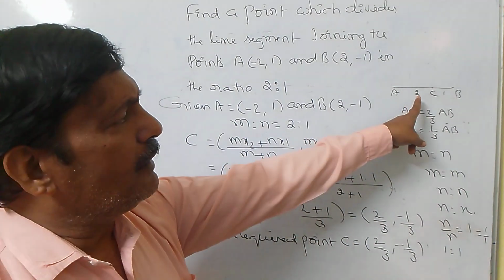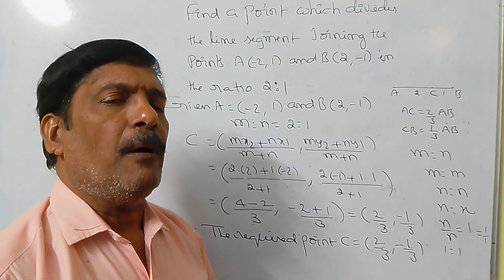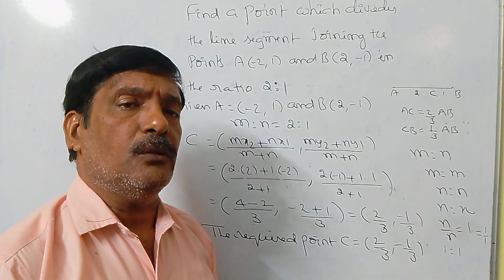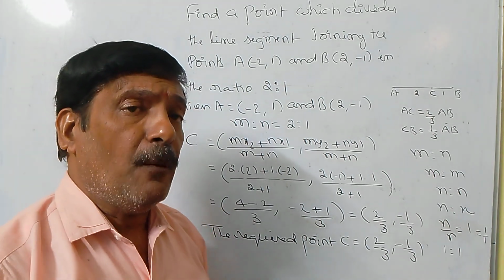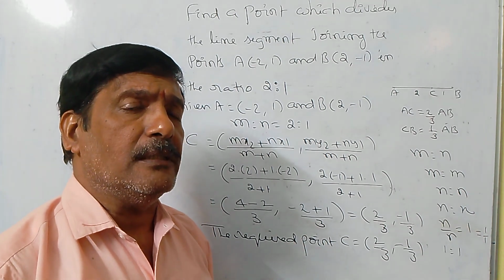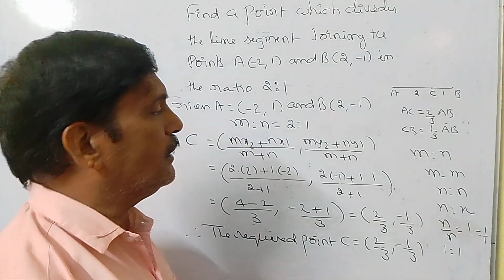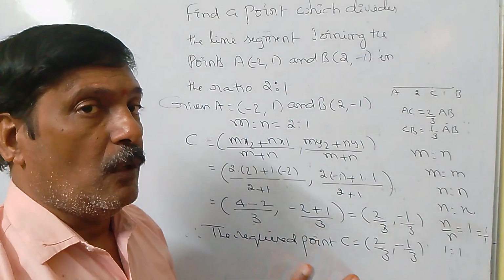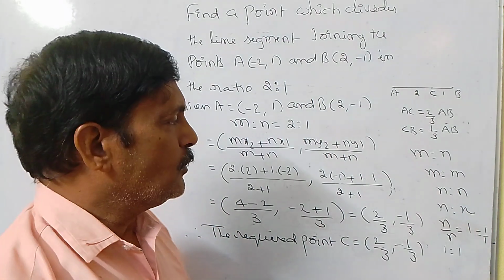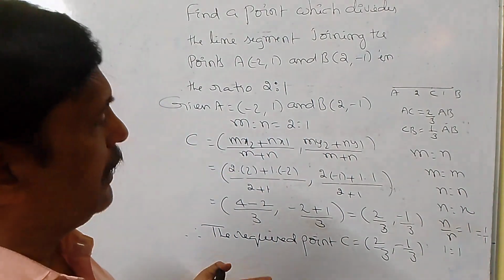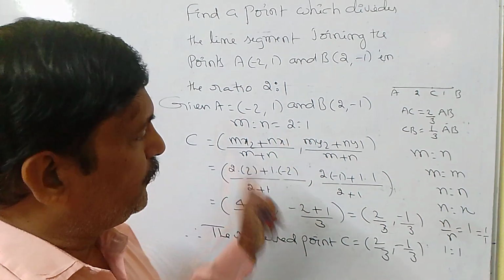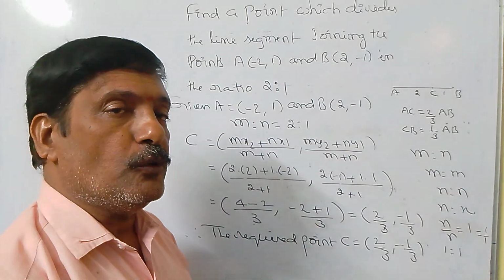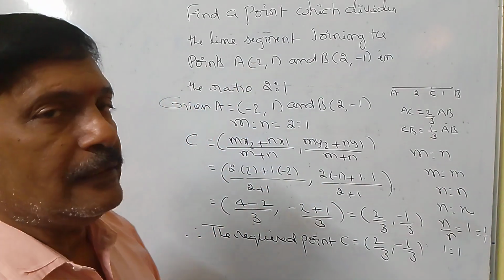And sometimes, whenever they ask you points of trisection, they don't give the ratio. We only have to select the ratio as 2:1 or 1:2. If a point divides the line segment joining the 2 points either in the ratio 2:1 or in the ratio 1:2, that point is called an internal point. Points of trisection means 2 points will be there. Here I have taken 2:1, and if you take 1:2, a new point will come. These both are called points of trisection of the line segment joining the given 2 points.